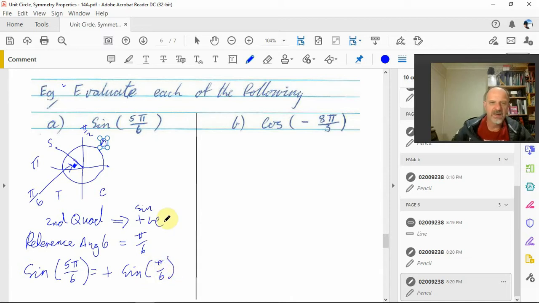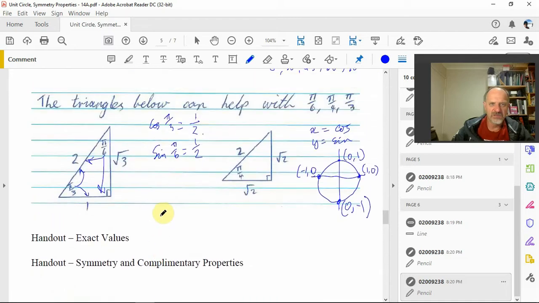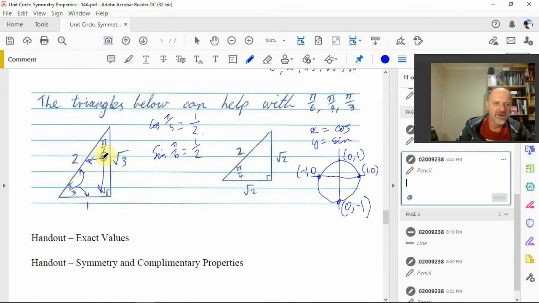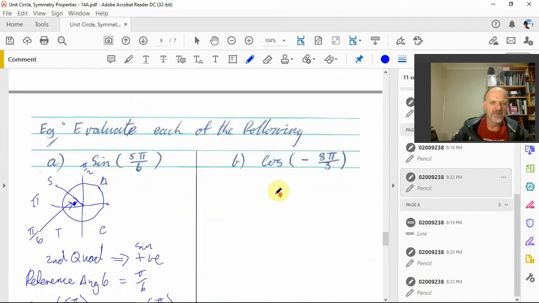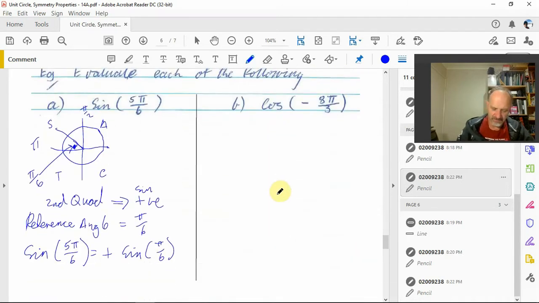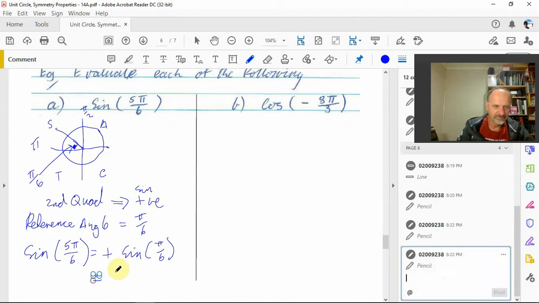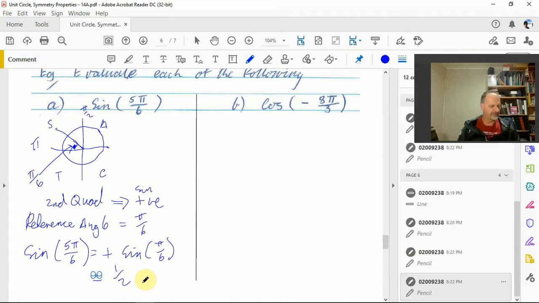Then I go back to my triangles up here, and we're going pi/6, the sine of pi/6, opposite over hypotenuse, so 1 over 2, and so that's equal to a half. And I'll do that for all the things. I'll follow the same process here with this one.